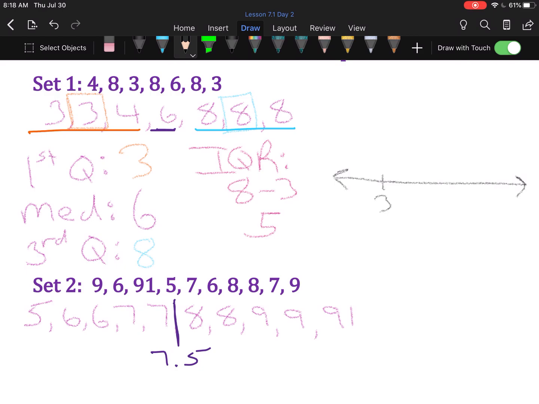It's already there. I have to put the median, which is 6. I put the third quartile, which is 8. And I have to put the highest number, which is 8. 8's already on the number line. Now, above the first quartile, the median, and the third quartile, we put bars, which we will connect to make boxes.